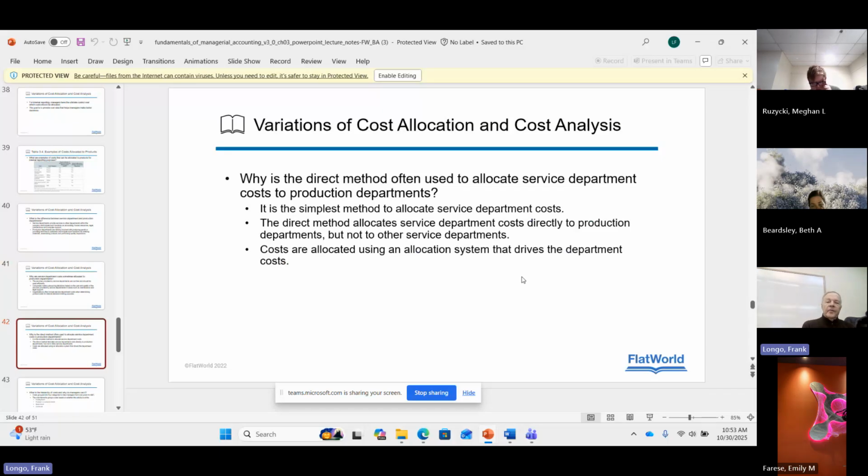So if you have two production departments, one has 20 employees and the other has 100. You'll allocate more cost of the service department to the department with more employees. Why? Because it makes sense. That is, unless you determine that one department uses more of those services than another.